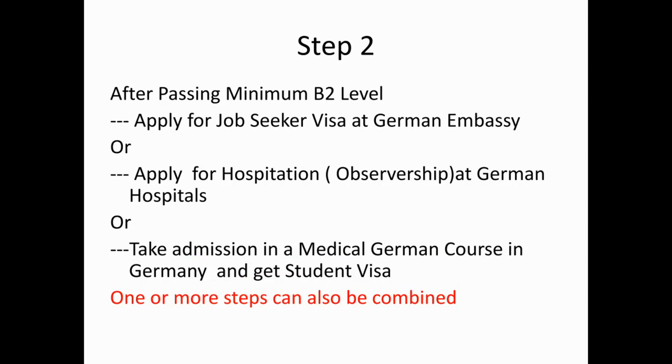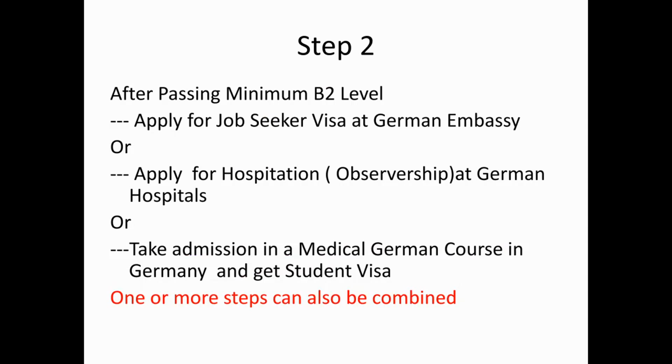Going to step number two: what do you do after passing the B2 level? There are three basic steps, and these steps can also be combined. For example, you can apply for a job seeker visa at a German embassy, get a 6-month visa, and come here and try to find a job. Or you can apply for hospitations, that is observerships, at German hospitals through emails from your place in India or wherever you are right now.